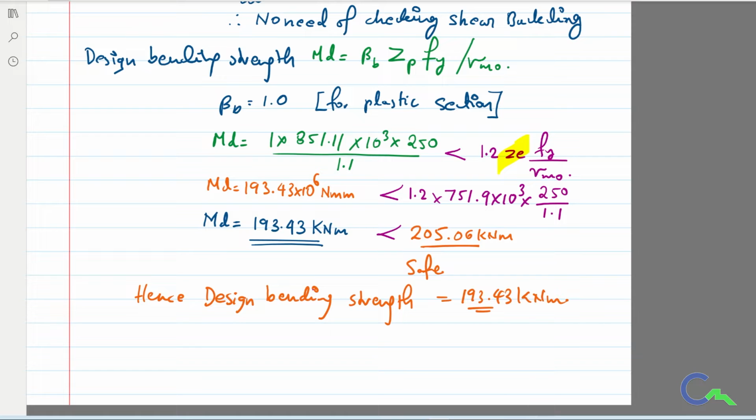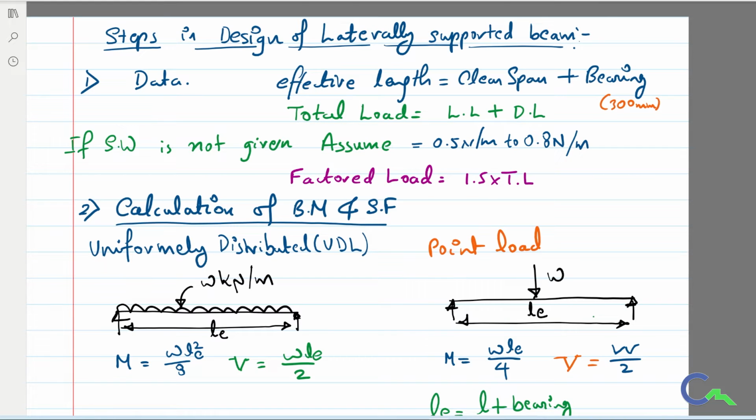So hence the design bending strength of this particular beam is 193.431 kilonewton meter. By doing this we can complete this particular problem. As I said, we have the second type of problem where we have to design the entire beam for the given loading condition. So let us see the steps involved in this particular type of problem.